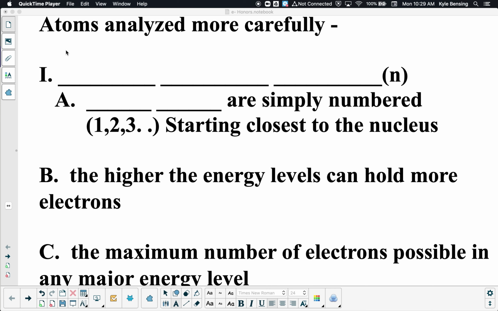I'm about to give you a whole bunch of information here, so please listen carefully. I'll try to be very careful and succinct with my explanation. So notice at the top it says atoms analyzed more carefully.